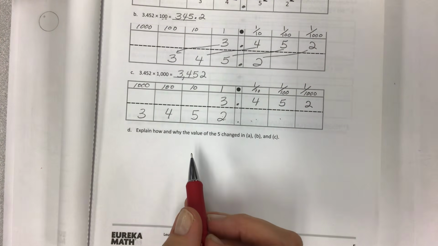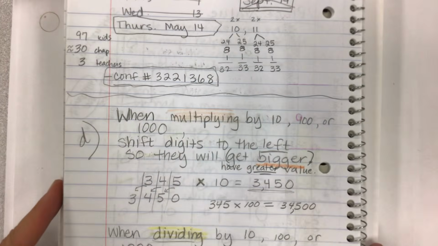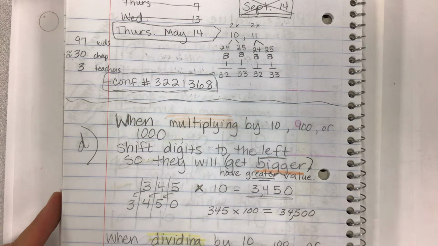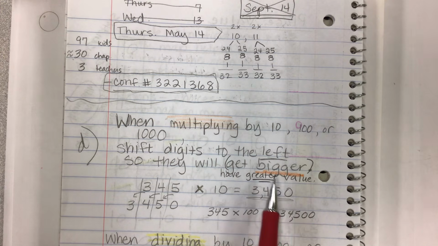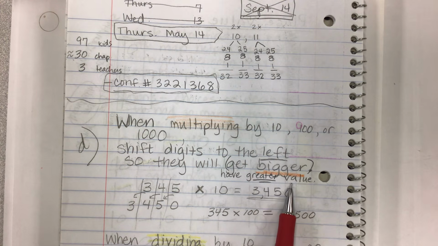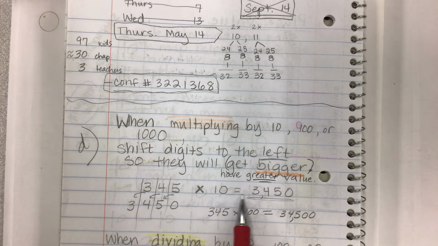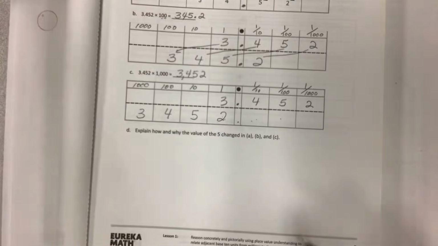Okay, so let's write that out. You can basically copy this. You can pause. When multiplying by 10, 100, or 1,000, shift the digits to the left so they will get bigger. Now, when they get bigger, they're not getting bigger in size, but they have greater value, if that's the way you want to say it, or if that makes more sense to you. So if I have 345 times 10, it becomes 3,450. But when I multiply by 100, again, 2 shifts. So this is the general explanation.